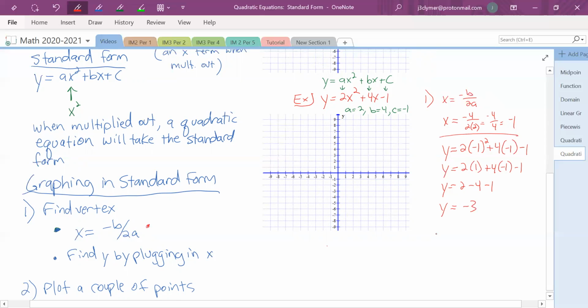So our vertex is going to be at the spot negative 1, negative 3. Okay, so we found the vertex. We did step 1. So negative 1, negative 3. Here's our vertex. All right, so that's step 1. Step 2, plot a couple of points.